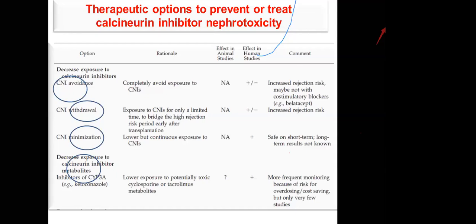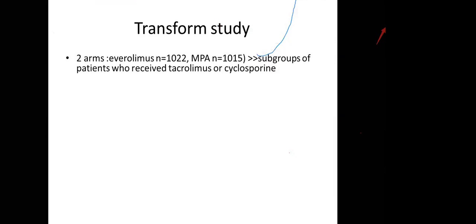The CNI avoidance failed because the CNI is the cornerstone for transplantation, because it's signal 1. CNI withdrawal also failed. Finally, the CNI minimization, and this is the TRANSFORM study. What is the TRANSFORM study? We have 2 arms. One arm received everolimus with CNI. The Symphony study was comparing everolimus against the CNI. This is why everolimus was failing, because everolimus and the MMF are the same signal 3.